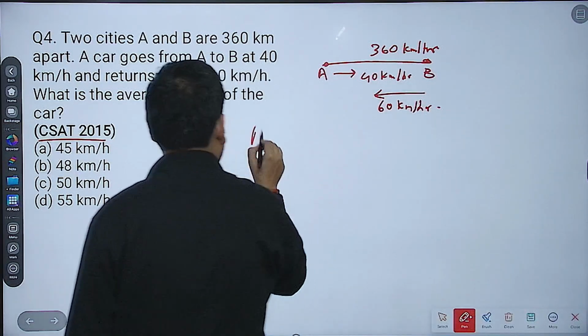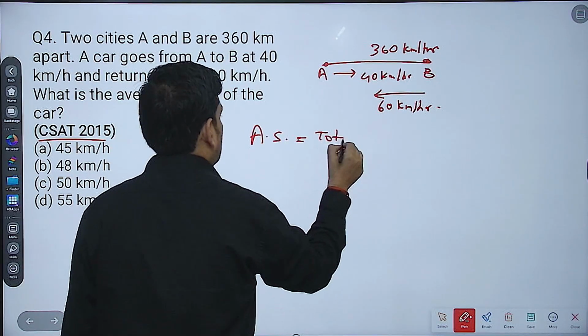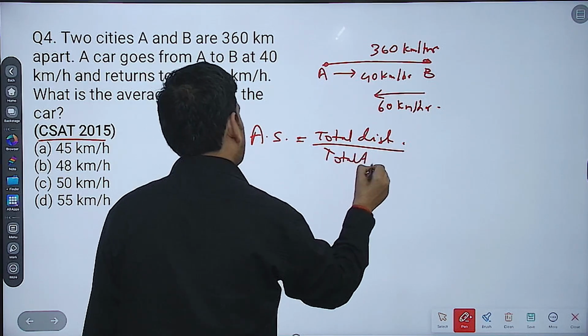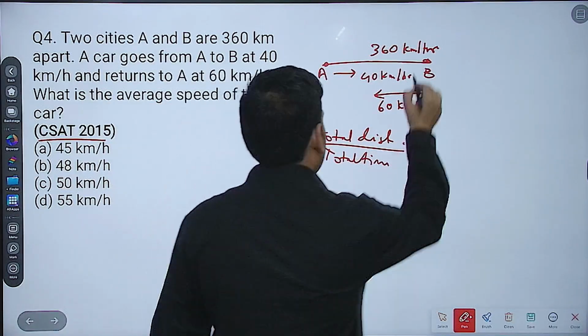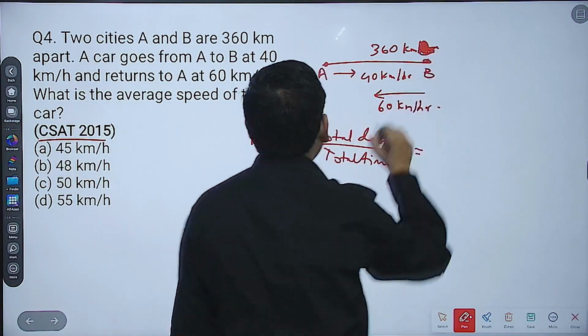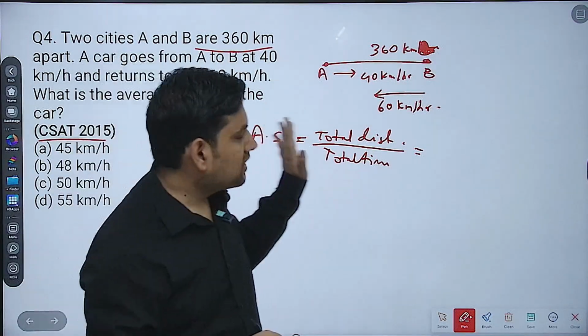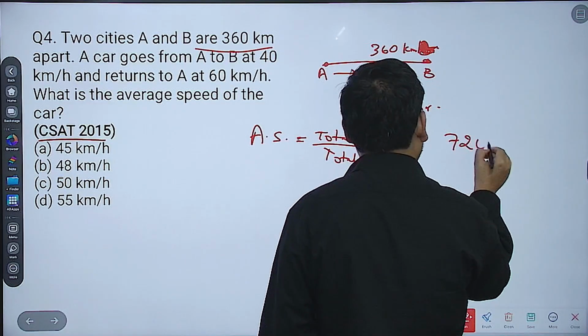So average speed is what? Average speed is always equal to total distance upon total time. Total distance is what? 360 kilometers was the distance between A and B. So 360 kilometers going, 360 kilometers coming back. So this becomes 720 kilometers.